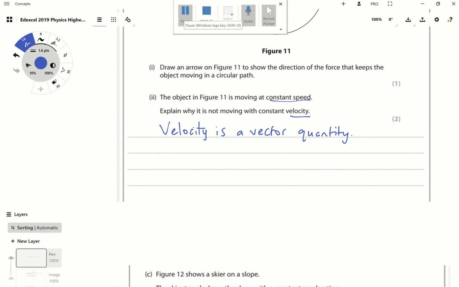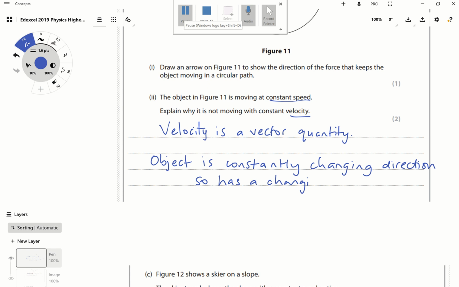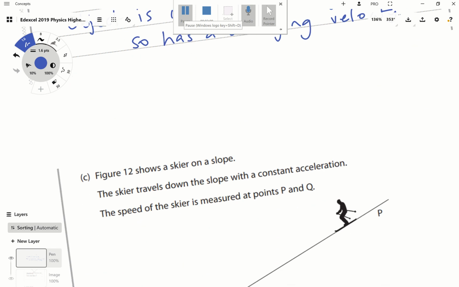And we can then say, what's the best way I'm going to word this? The object is constantly changing direction, so has a changing velocity. So this is known that vector quantities have a magnitude, or a size, and a direction, and this is constantly changing direction despite going at the same speed all the way around.